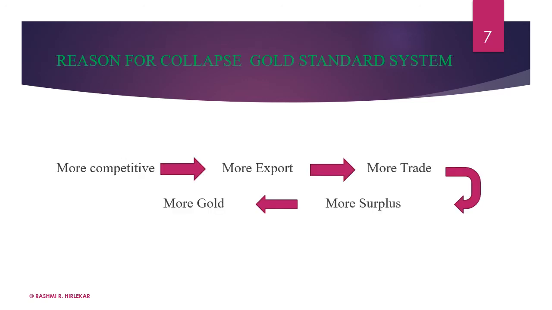Here, the reason of collapse of gold standard is shown with diagram. As each country wants to become more competitive, more export, this results in more trade, results in more surplus and more gold. The result was one by one country started disregarding its rule and classical gold standard could not sustain.